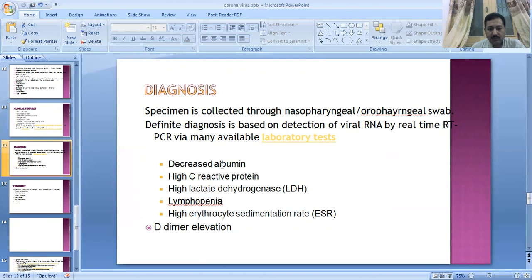So the serum albumin level will be decreased, the C-reactive protein level will be high, and the lactate dehydrogenase level will be high. There will be lymphopenia, the lymphocyte count will be decreased, the erythrocyte sedimentation rate will be increased, and D-dimer will be elevated. So these are the supportive tests which are performed.